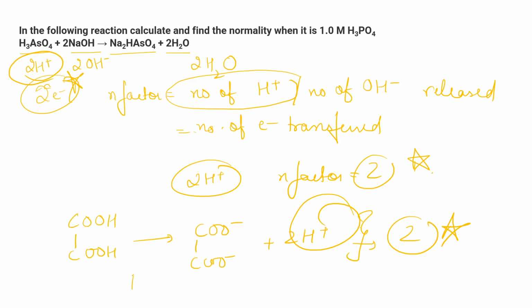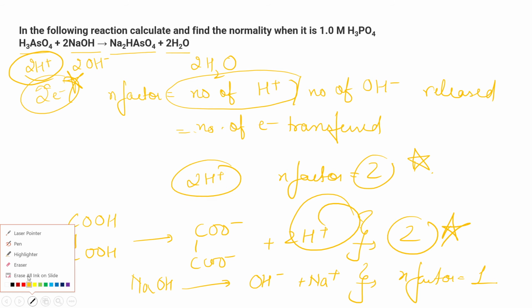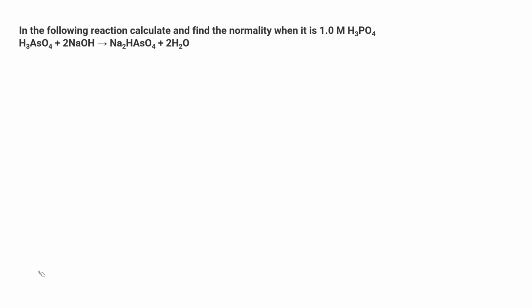If you have sodium hydroxide, what is the value of N factor for this? Only one OH minus will be released. So that will give you N factor of 1. Okay. So I hope you guys understood. There is a lot to understand regarding this N factor thing, so I'll make a separate video for that. For now, let us just understand that N factor could be defined as the number of H plus or OH minus released. So in this reaction, the total number of H plus released is 2H plus for the acid.